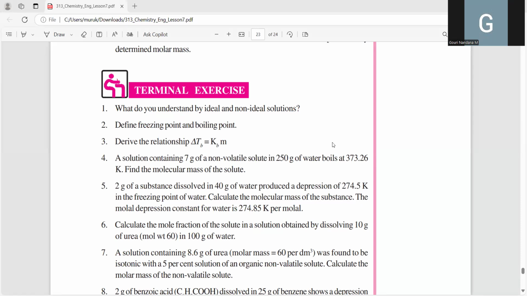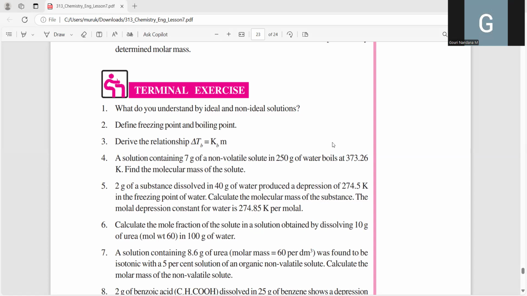Okay, so the first question is, what do you understand by ideal and non-ideal solutions? We can say that it is an ideal solution if all the components in that solution mix uniformly without any major changes. There is no change in properties like their boiling point or their freezing point. Without any changes in the properties, if the components mix uniformly, then it is known as an ideal solution.